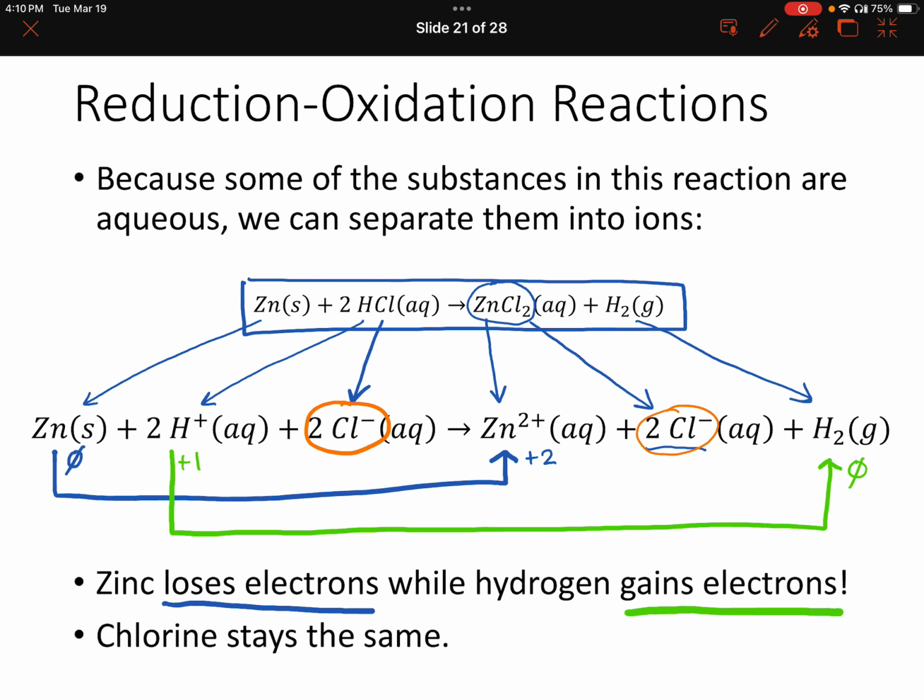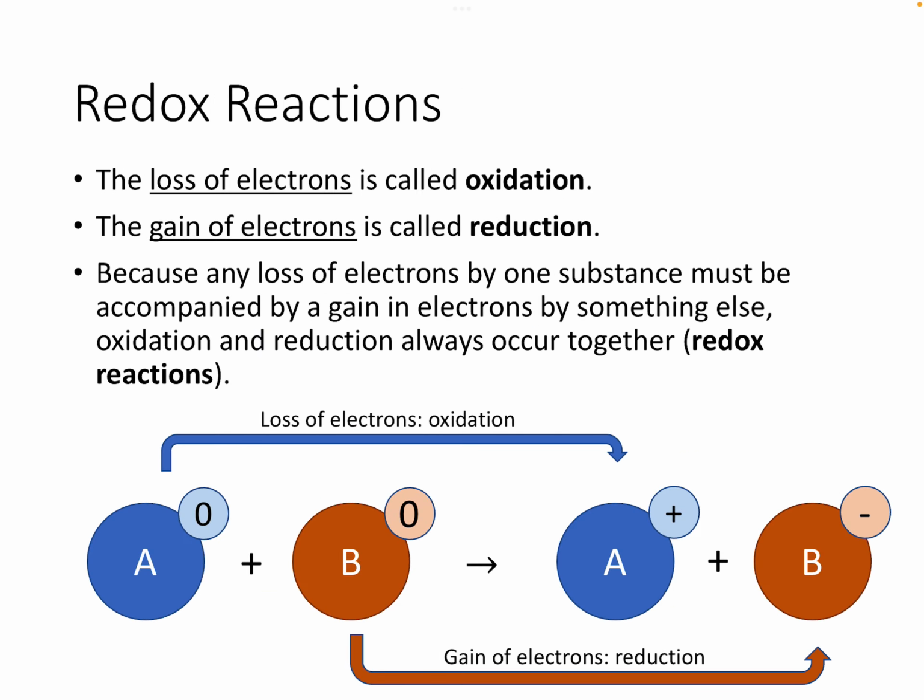All right, so let's simplify this a little bit. If something loses electrons in a reaction, that process is called oxidation. And if something gains electrons, that process is called reduction. Because electrons have to go somewhere, oxidation always goes hand in hand with reduction.